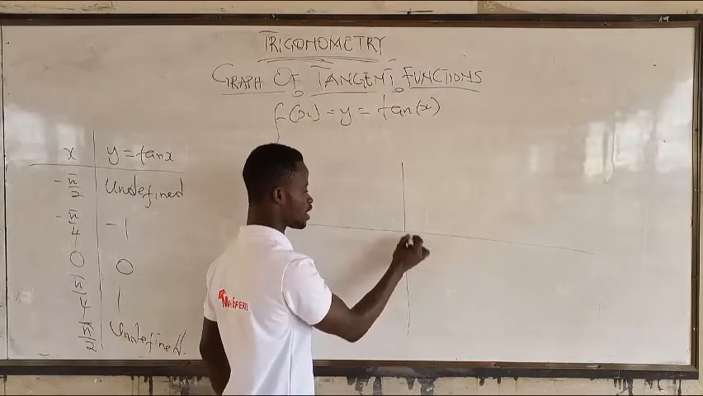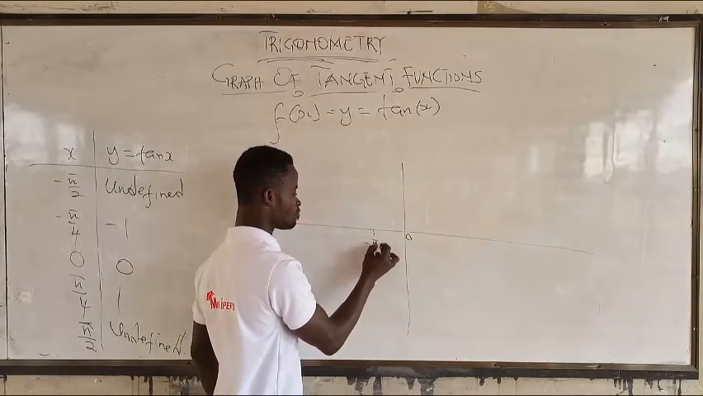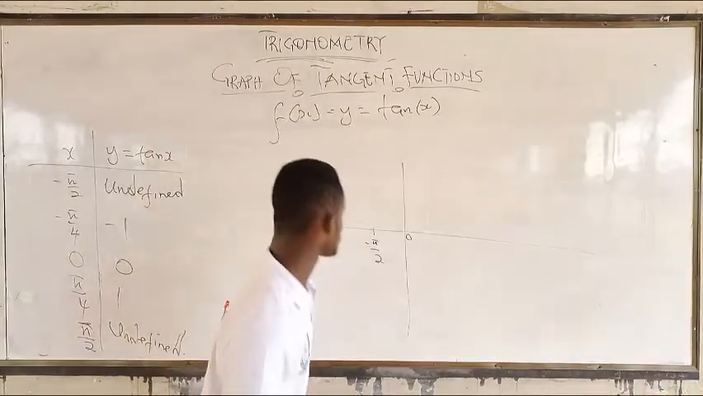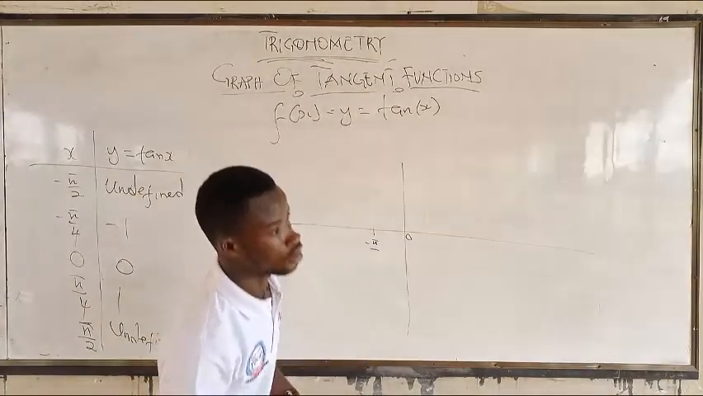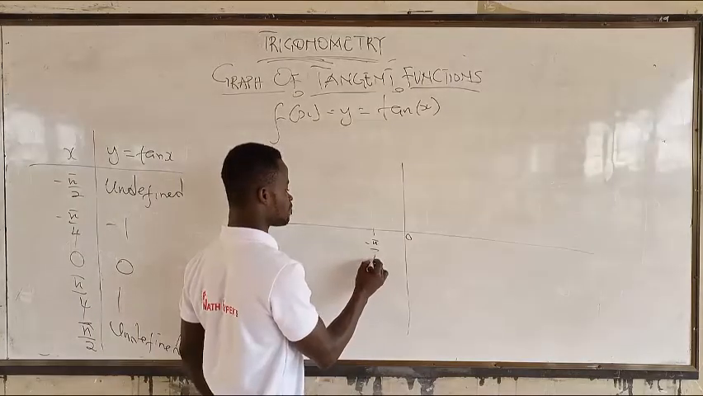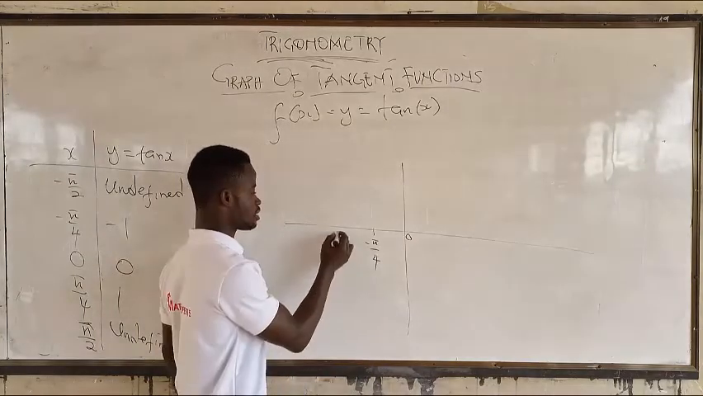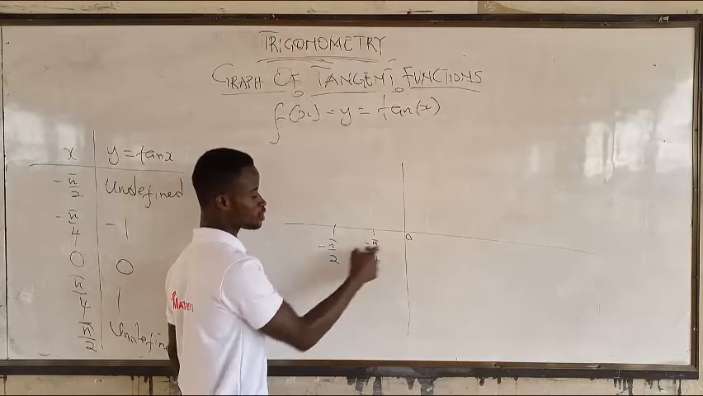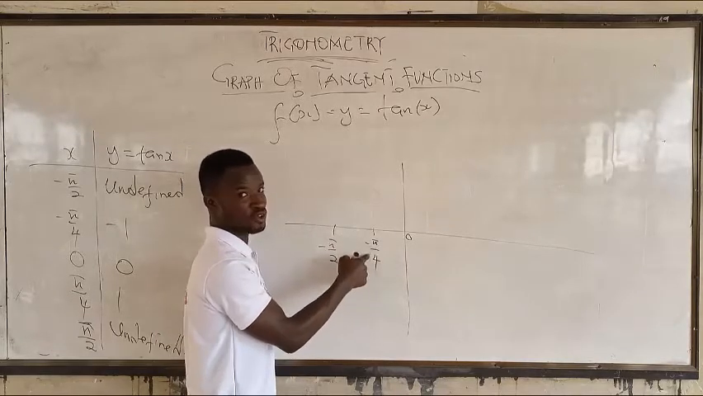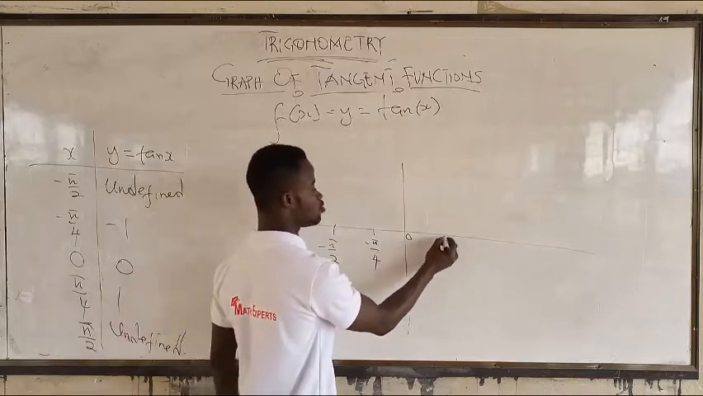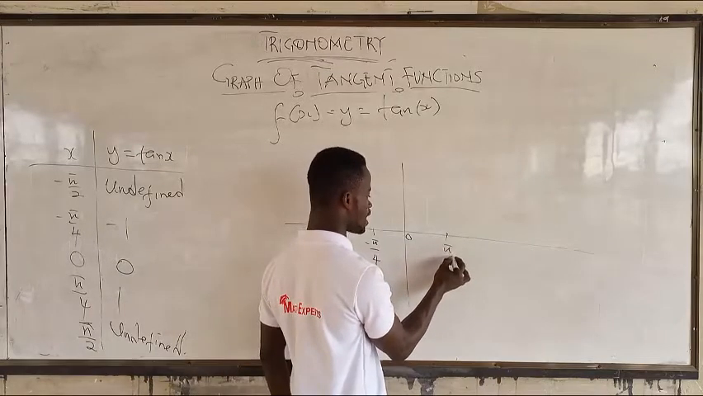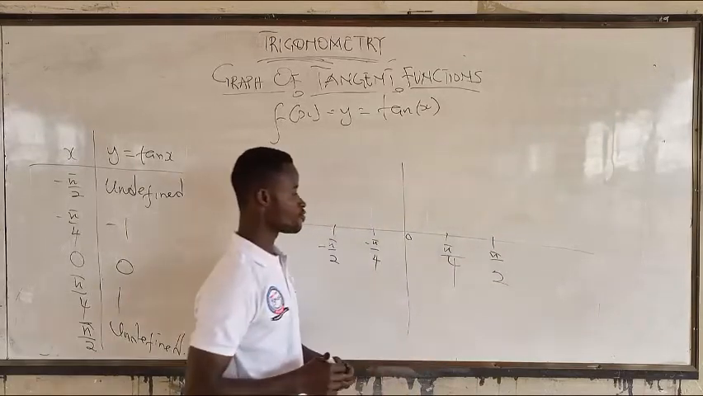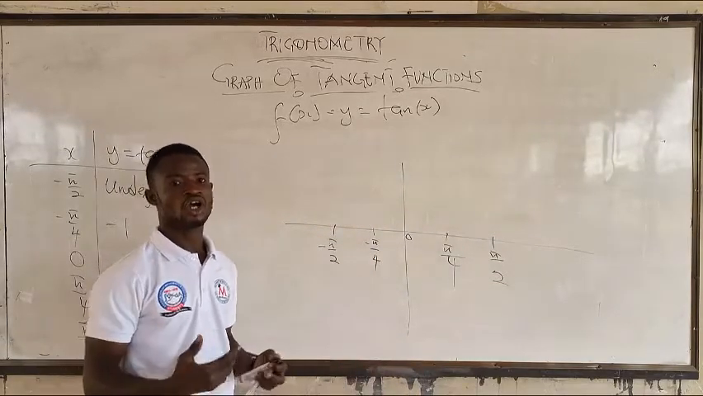So we have 0 here, negative pi on 2. Then from 0 we come to negative pi on 4, that is 45 degrees. Then we move to the next 45 degrees, which is going to be 90. So from here to here is 90, but here to here is 45, here to here is 45. Then we do the same thing for this: pi on 4, then pi on 2. Very good. So now watch.